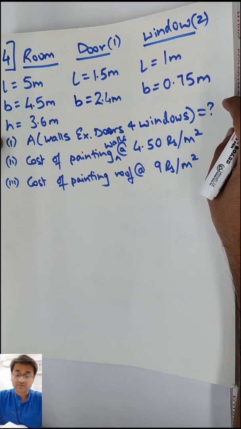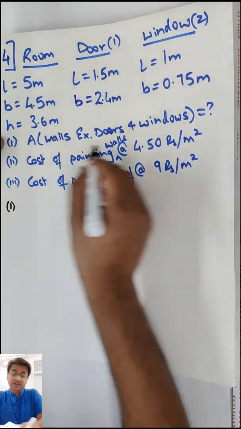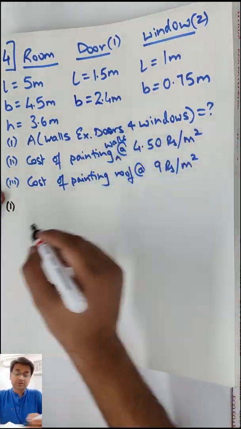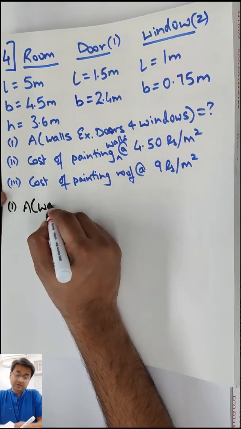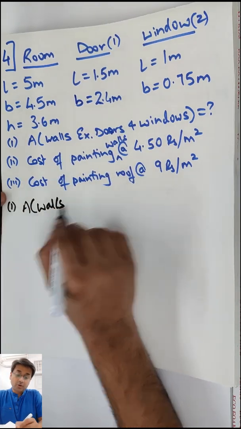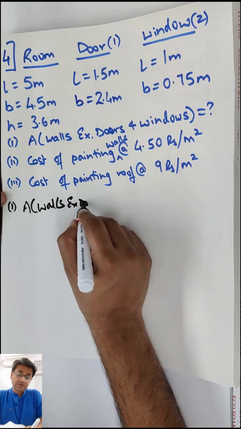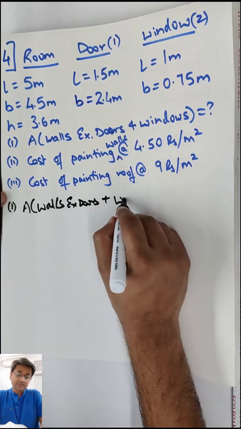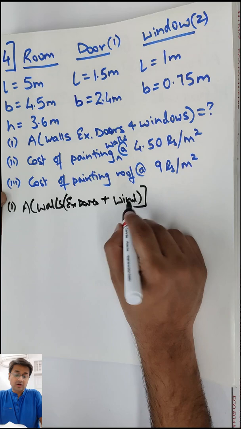With doors and windows, obviously. So the first thing they want is the area of 4 walls excluding doors and windows. So area of walls with no windows, so excluding doors and windows. So let's see how we can work this out.